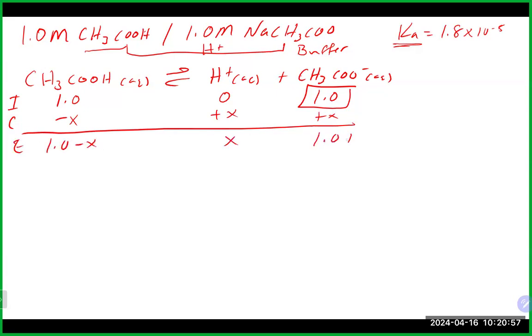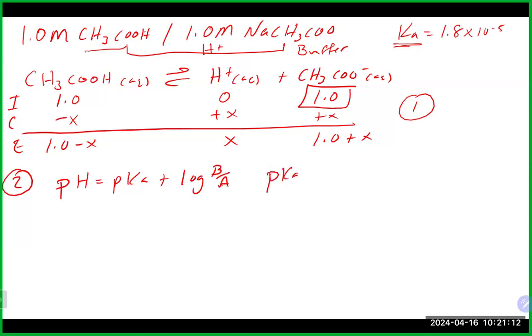Probably the easier approach, if you choose not to do the ice table, is option number 2, which is to go right into the Henderson-Hasselbalch equation. We do need the pKa value here, which is negative log of the Ka, and that's minus the log of 1.8 times 10 to the minus 5, which is 4.74. That number you see 5 million times when people talk about buffers. It's everybody's favorite buffer to talk about.